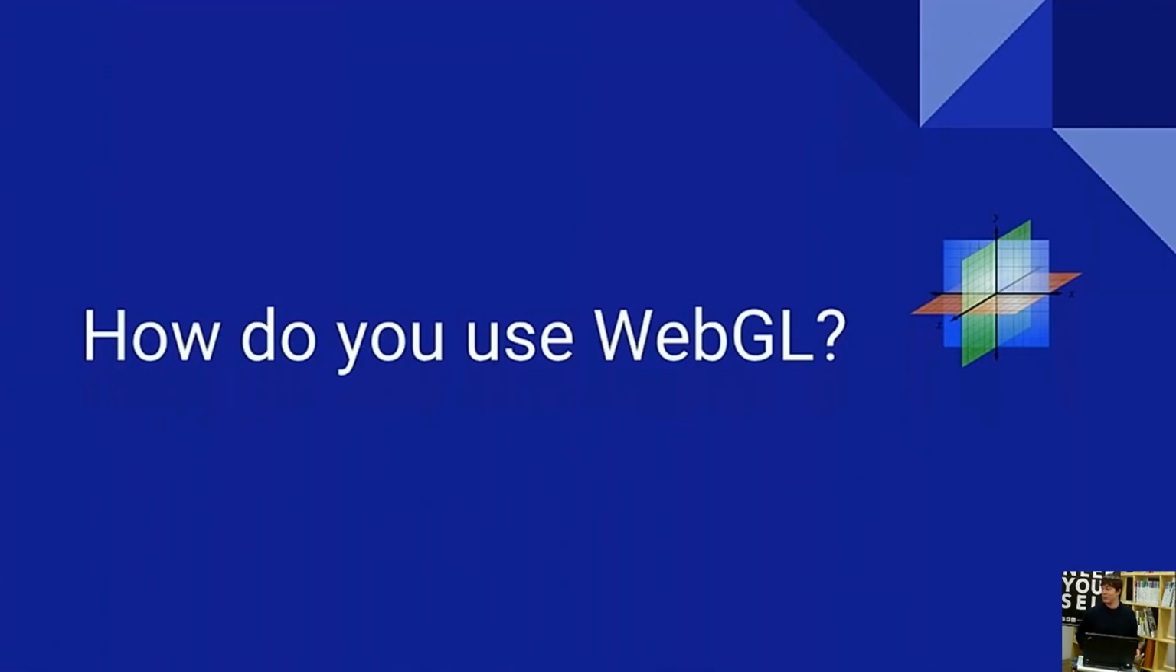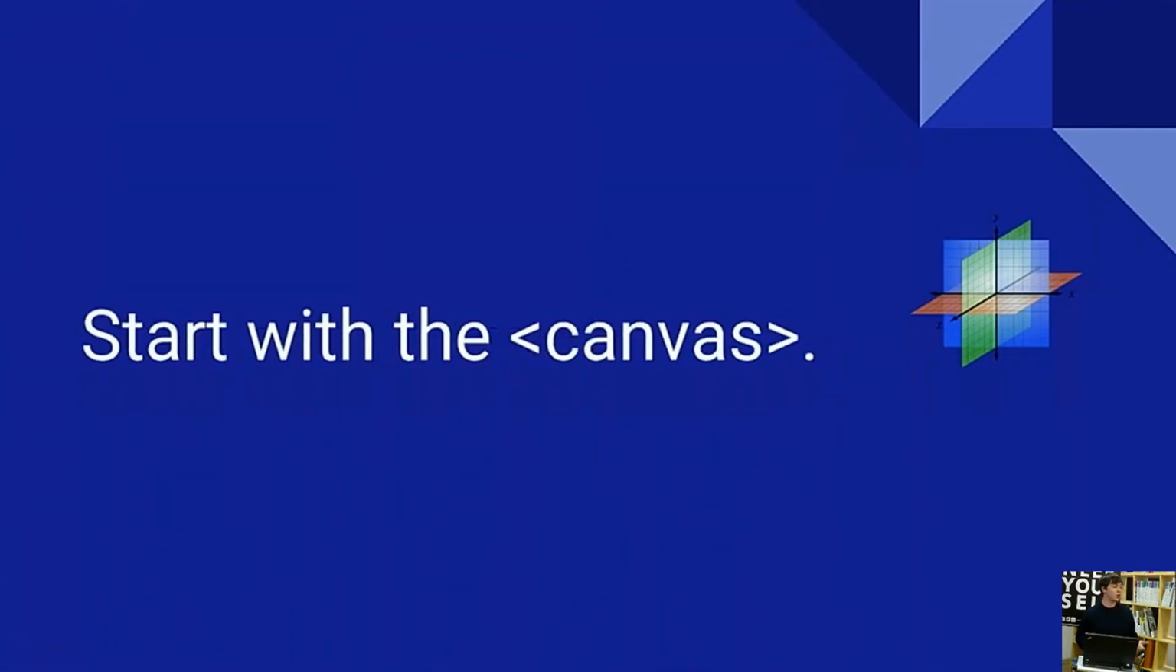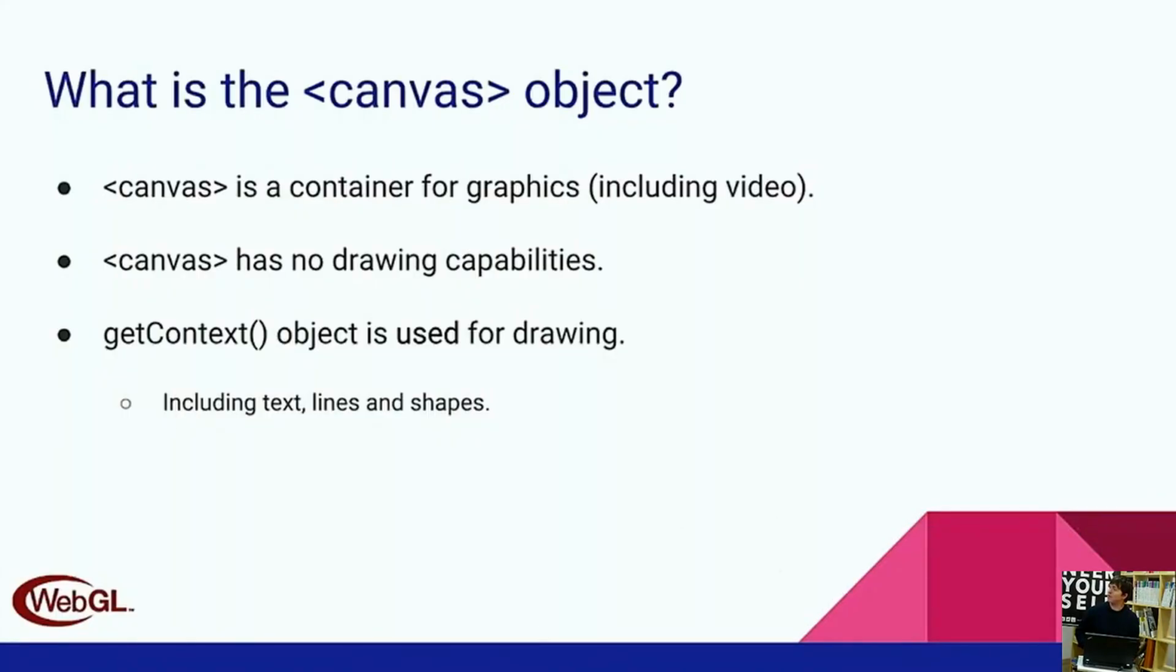So how do you use WebGL? First, you start with the canvas. This is an element in the document object model, and at the end of the presentation, we'll go into that in more detail. But basically, instead of an image tag, if you're familiar with web pages, use a canvas tag. The canvas tag doesn't do anything. It just gives you a place to put your images. And I'll show you how that's done at the end. Okay, so the canvas is a container for graphics. It has no drawing capabilities, and you can use get context for drawing.